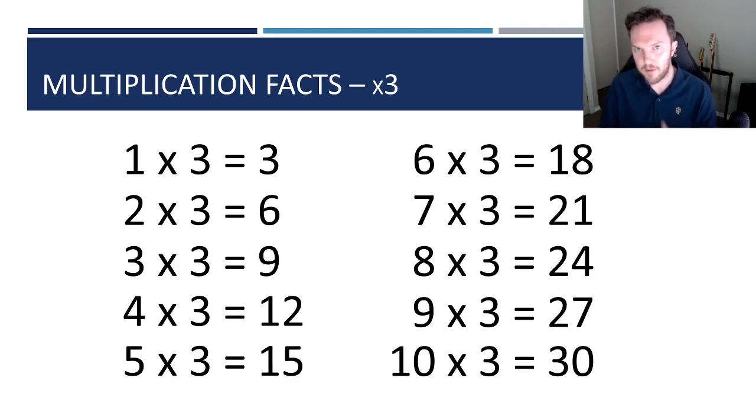And then you can play around with some powers of 10 as well. So you might say, all right, what are 5 3s? 15. What are 50 3s? 150. What are 50 30s? 1,500, that sort of thing.